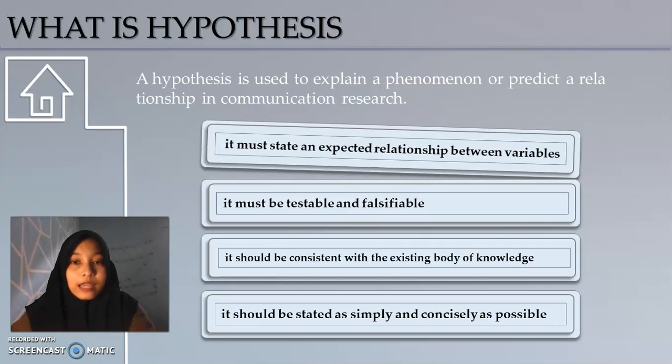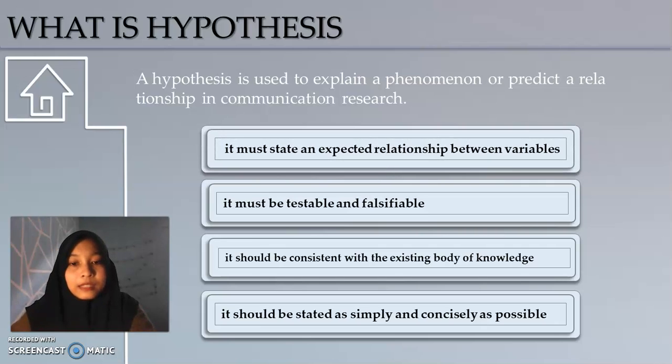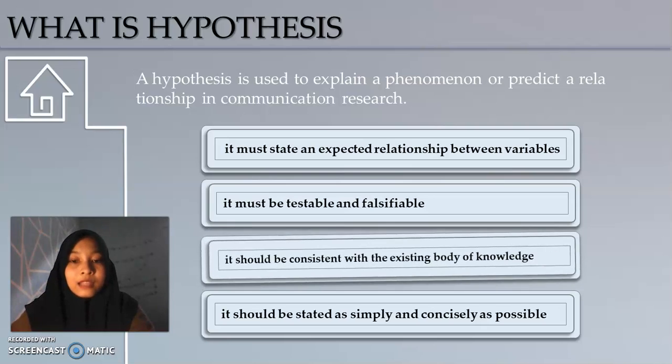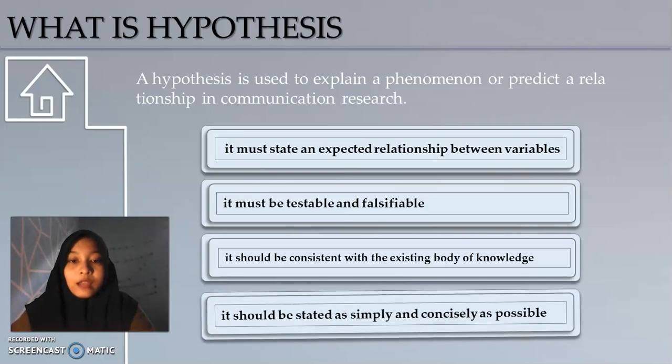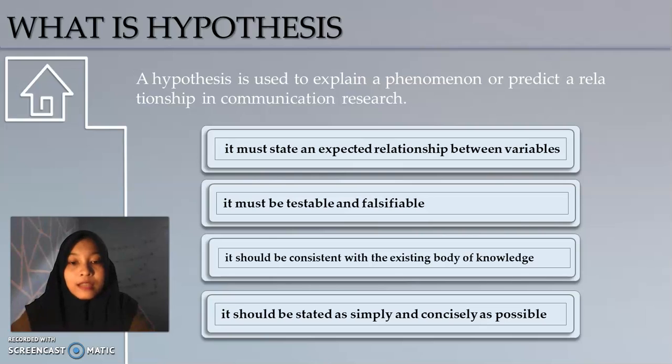The first one, it must state an expected relationship between variables. Second, it must be testable and falsifiable. Researchers must be able to test whether a hypothesis is true or false. Next, it should be consistent with the existing body of knowledge. And the last one, it should be stated as simply and concisely as possible.